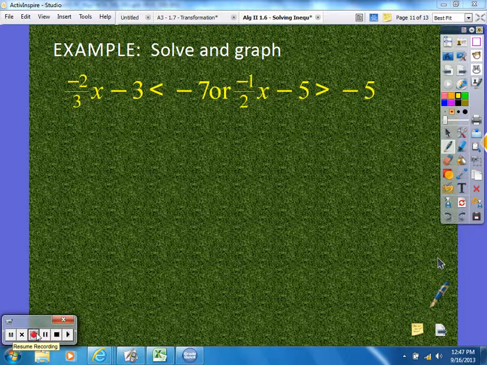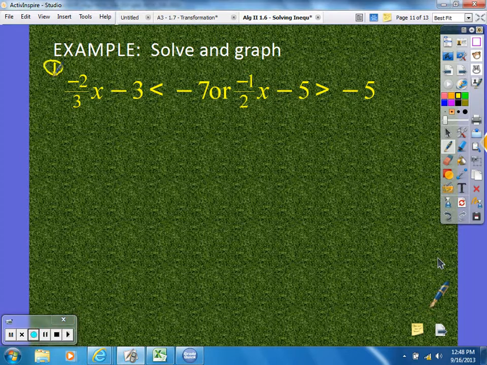So we have this OR problem, and here's what you have to do. You have to think of it as 2 separate problems. Here is problem 1, and here is problem 2. So what you need to do first is solve problem 1. Then you need to solve problem 2. Go ahead and do that.